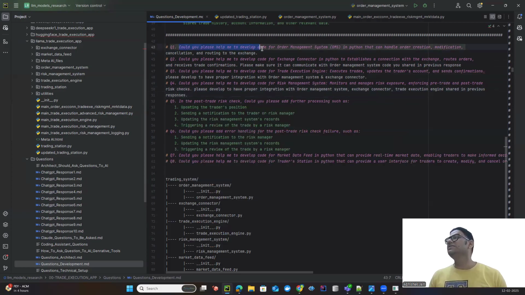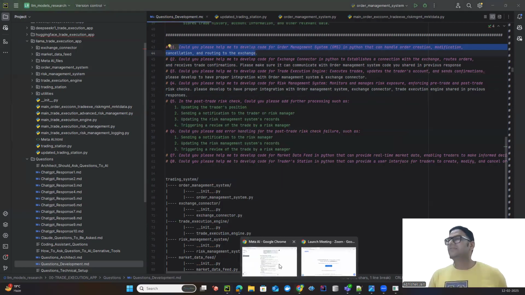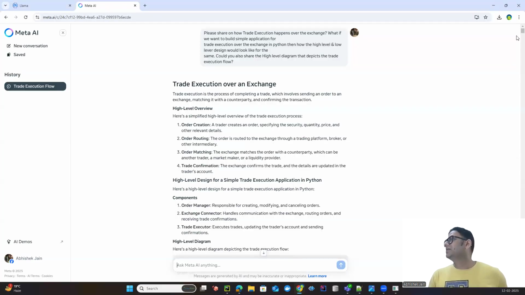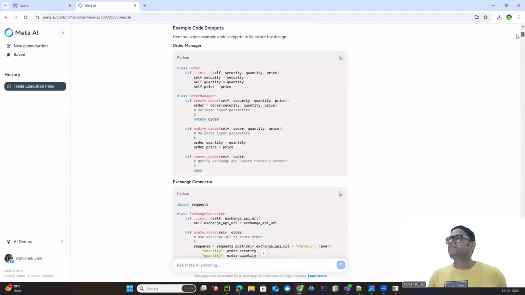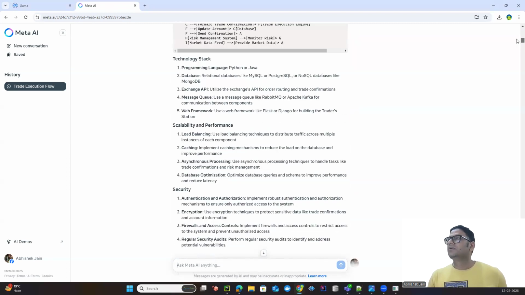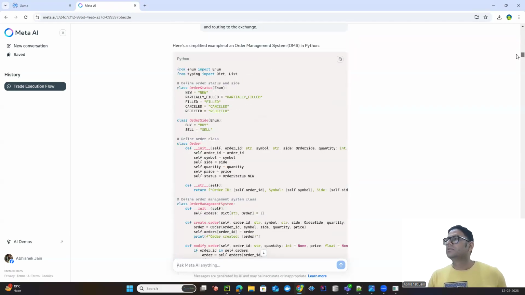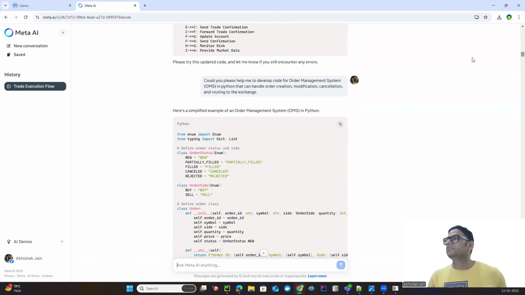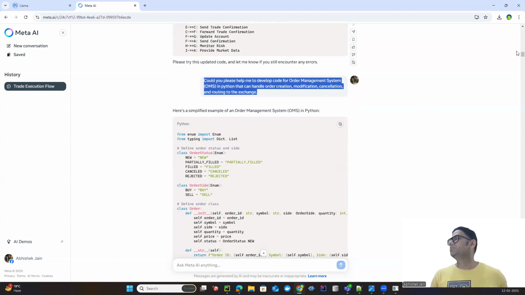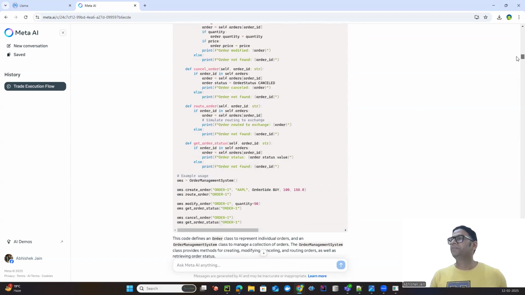So the very first question: could you please help me to develop code for an order management system in Python? Order creation, modification, cancellation, and routing to the exchange. That's it. Llama just shared this. This is the first piece of code I got from Llama.